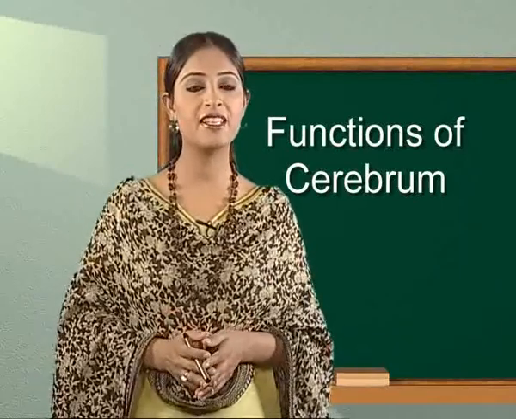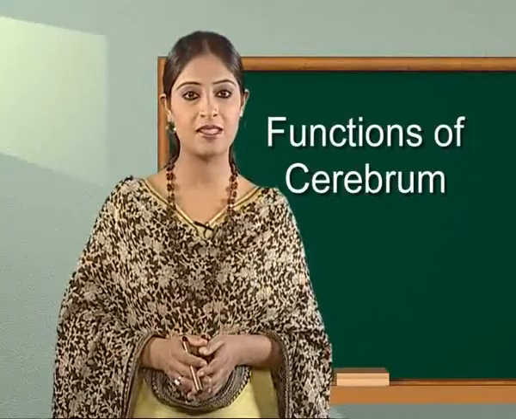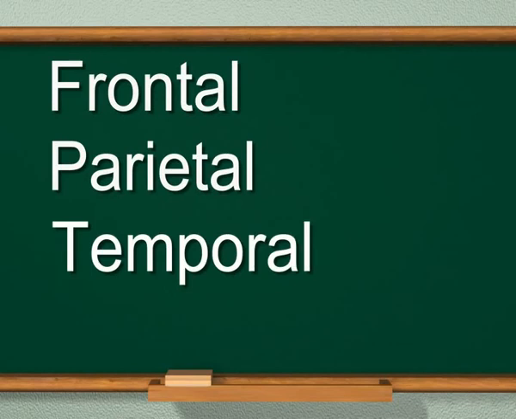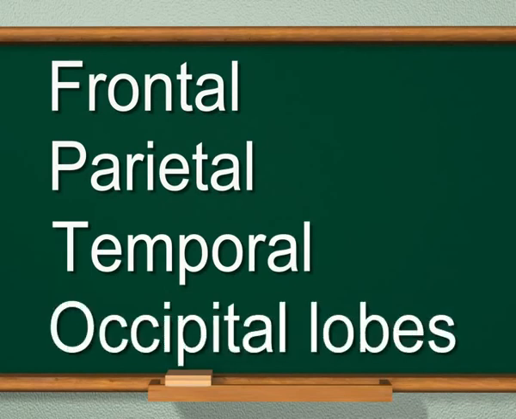Each hemisphere is divided into 4 lobes: the frontal, parietal, temporal, and the occipital lobes. Let us see how our brain is distributed in these 4 lobes and how each lobe is so important.